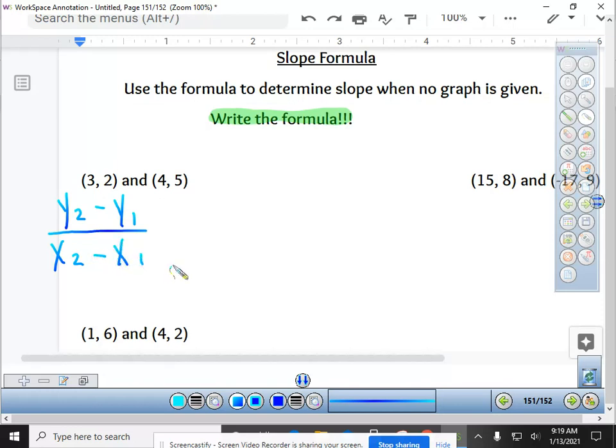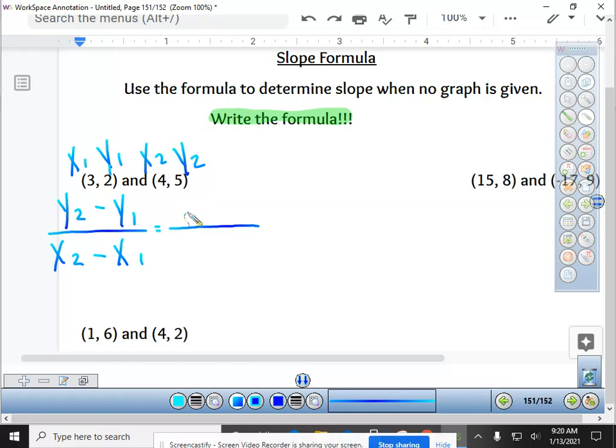Just watch. We'll stop looking around and pay attention. So now, before I do anything, I need to label these up here to figure out what goes where. So this is x1, and this is y1. Why do you think that is? Because it comes first. That's as simple as that. This is x2, which would make this one y2, because it comes second. That's it. So now all I have to do is fill in this formula and solve it.